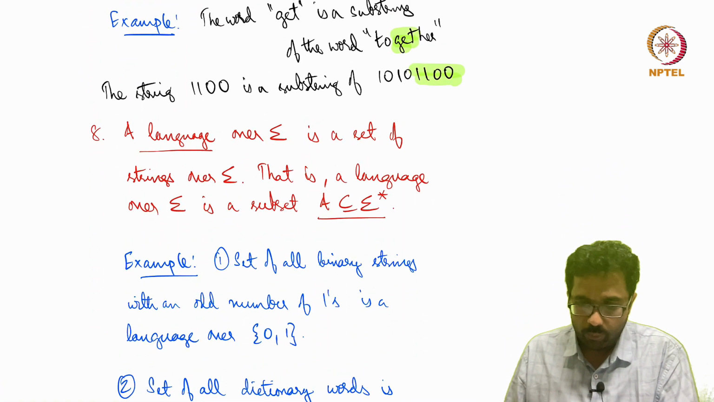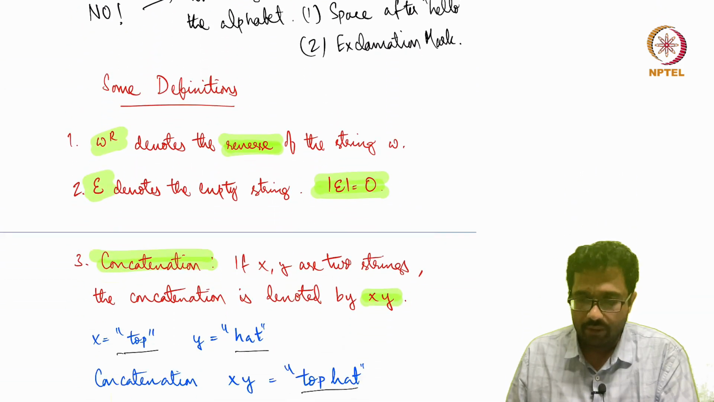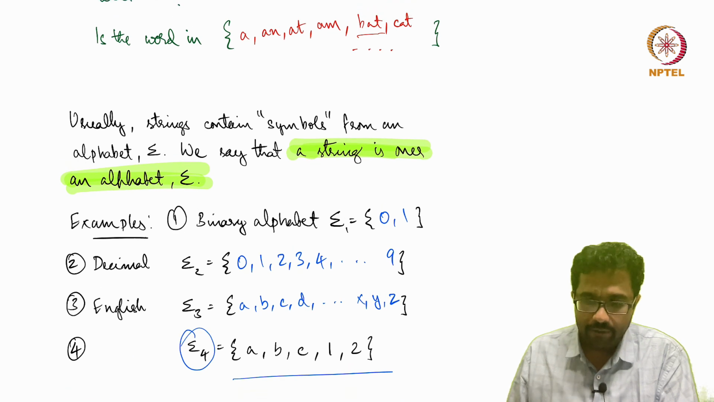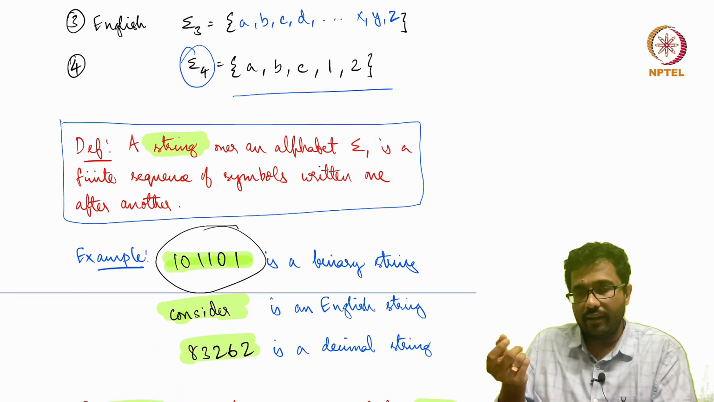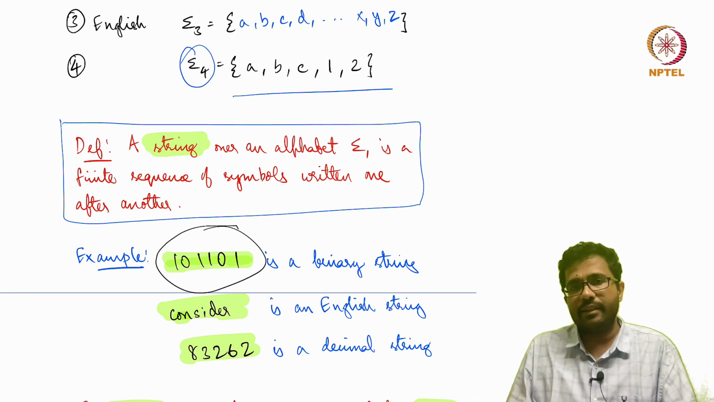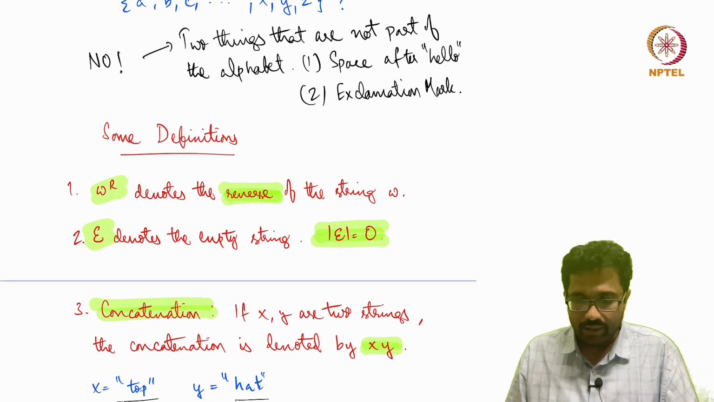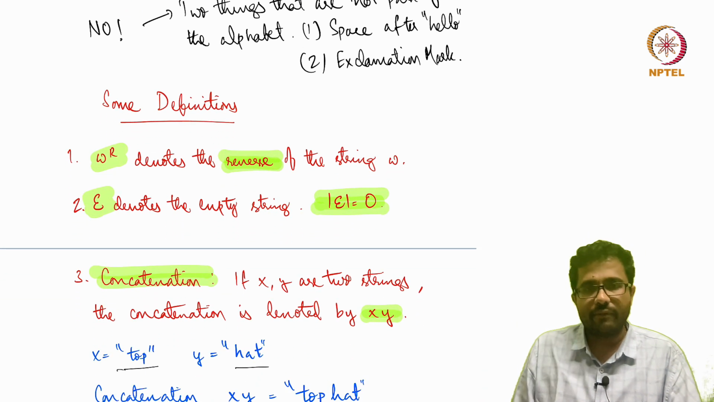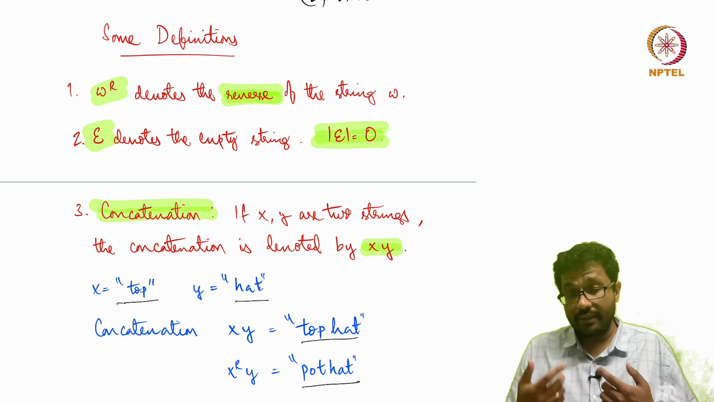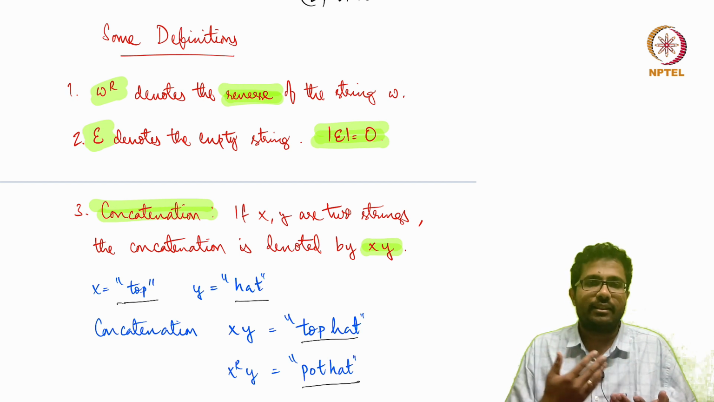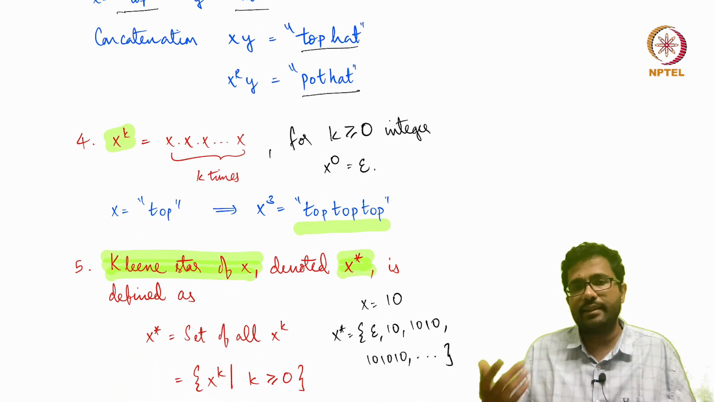The last definition, which is also an important one, is that of a language. Let me just revise the rest of the definitions before we go to the language. We have an alphabet which contains symbols like 0, 1; binary, decimal, and English are examples of alphabets. Strings are sequences of symbols from the alphabet. Then we defined the reverse of the string, W superscript R, and the empty string which has 0 length. Concatenation is when you append one string to another. The concatenation xy need not be the same as the concatenation yx if the strings x and y are different. X power k is x concatenated with itself k times.